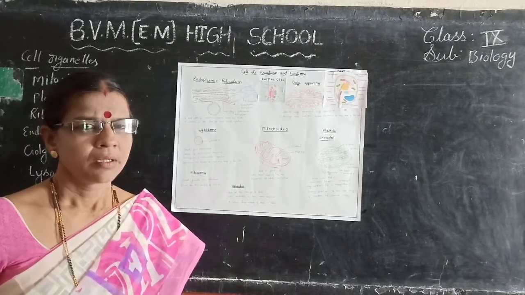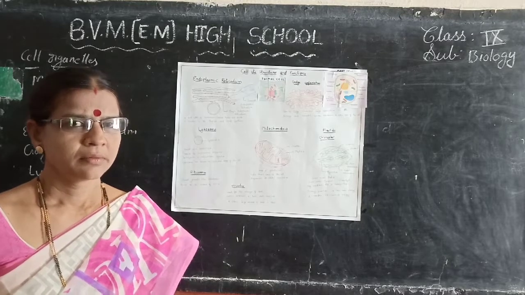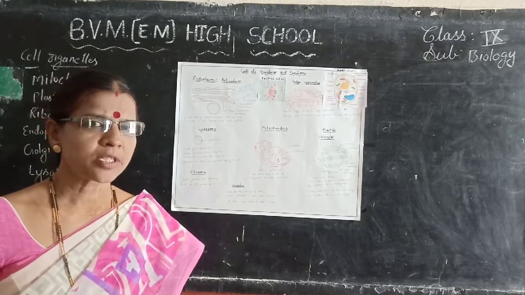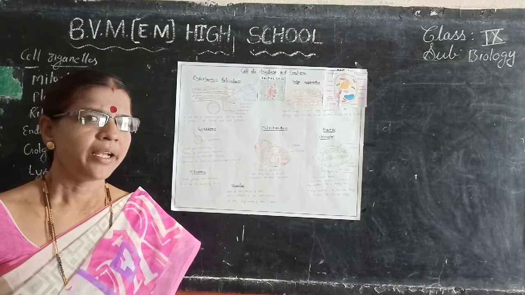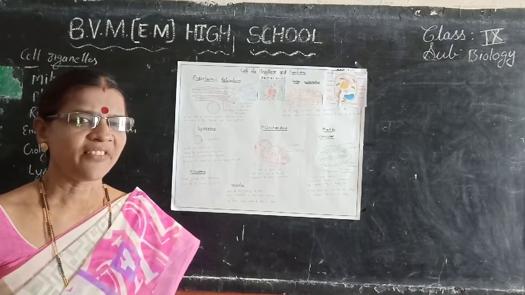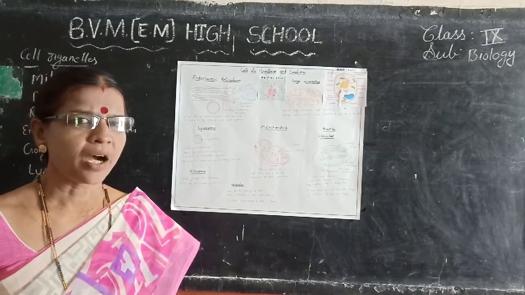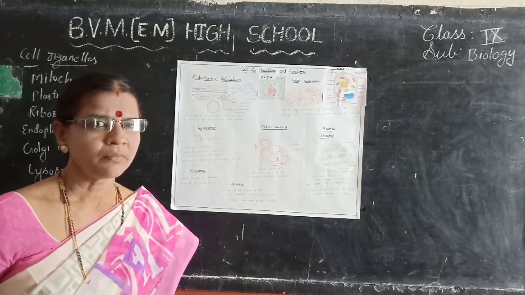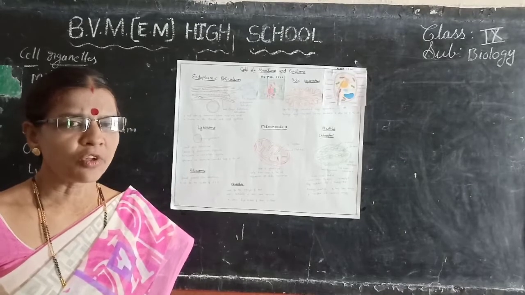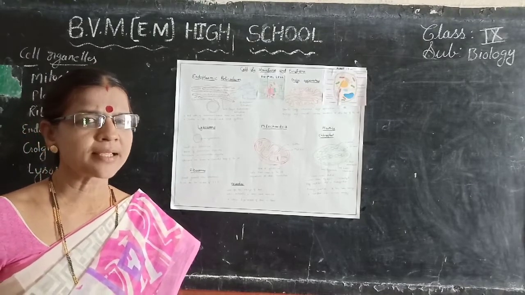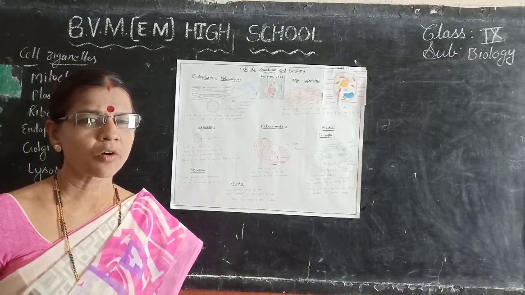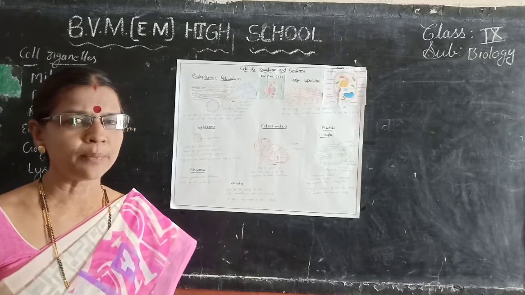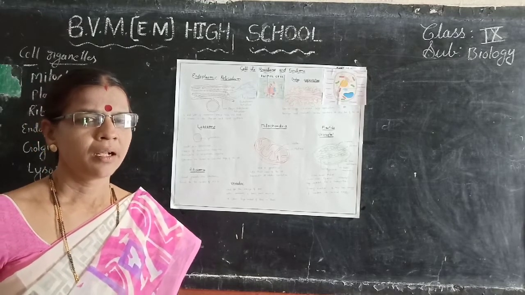About cell membrane. Cell membrane is the outermost layer of the cell. It is thin and flexible. It is made up of lipids and proteins. It allows only certain substances into the cell, so it is also called selectively permeable membrane.